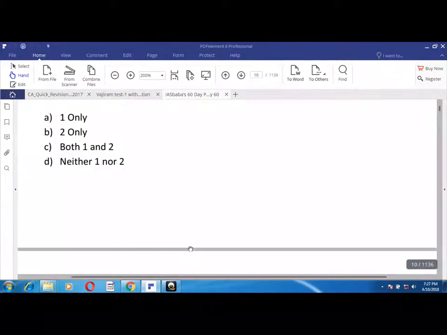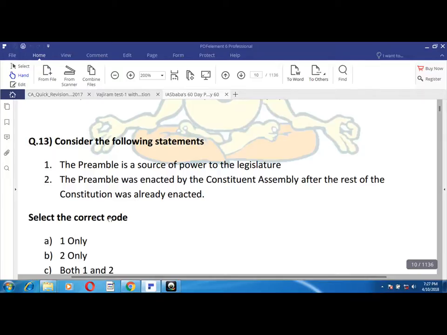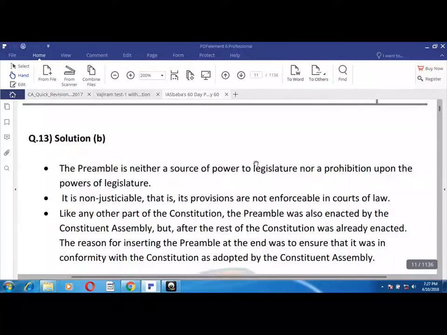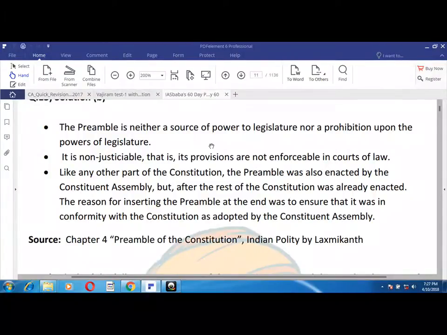Consider the following statements. The answer is B, 2 only. The preamble was enacted by the Constituent Assembly after the rest of the Constitution was already enacted. The preamble is neither a source of power to the legislature nor a prohibition upon the powers of the legislature. It is non-justiciable, that is, its provisions are not enforceable in courts of law. Like any other part of the Constitution, the preamble was also enacted by the Constituent Assembly, after the rest of the Constitution was already enacted.